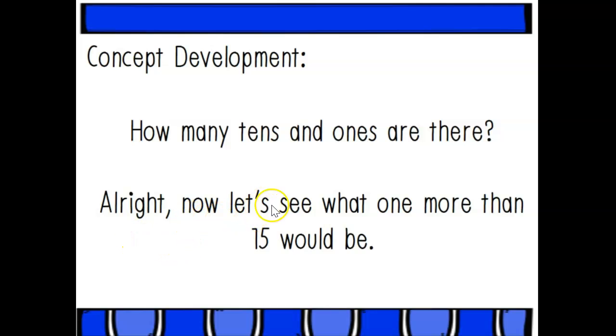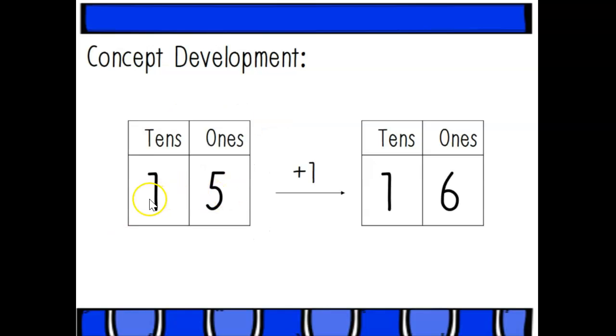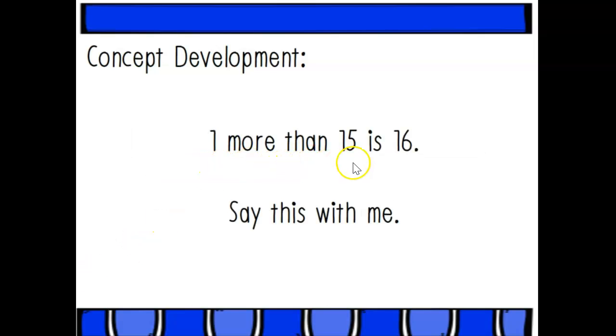All right, now let's see what 1 more than 15 would be. Here's my 10, and my 1, 2, 3, 4, 5, and 1 more makes 16. 1 10, 6 ones. So I have 15, or 1 10 and 5 ones plus 1 equals 1 10 and 6 ones, or 16. 1 more than 15 is 16. Say this with me. 1 more than 15 is 16.